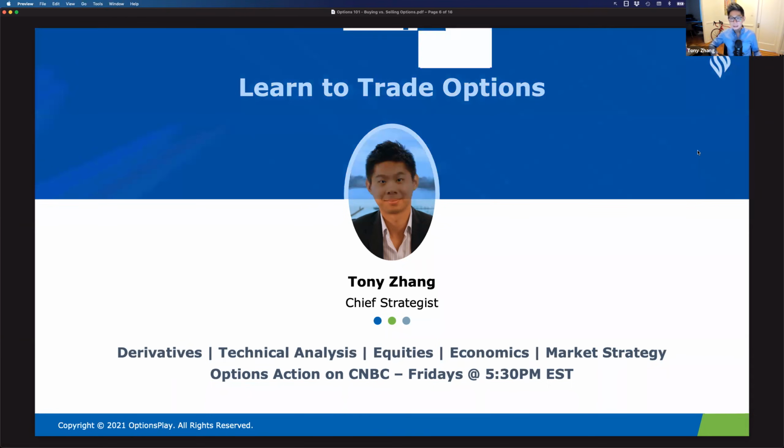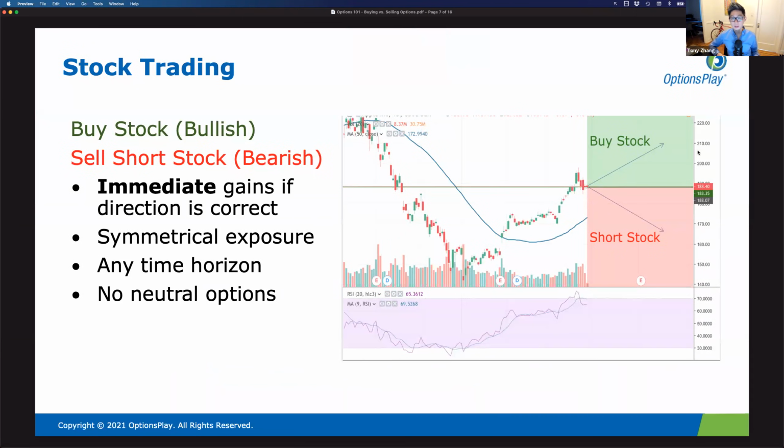So let's go ahead and get started. So first, I want to talk a little bit about just stock trading. Most of you are familiar with stock trading. This is what we call a true bullish or bearish exposure. Meaning, when we talk about stocks, buying a stock is what I consider bullish. Shorting a stock is what I consider bearish. That is the pure term of bullish or bearish.